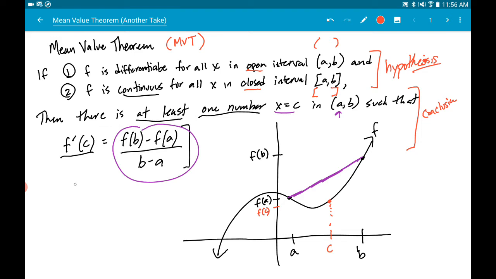But this theorem, the MVT, involves the derivative. And it's saying the derivative at c, which again is the slope of the tangent line, it's saying that that slope at c is equal to the slope, what is this saying in English? The slope between a and b.